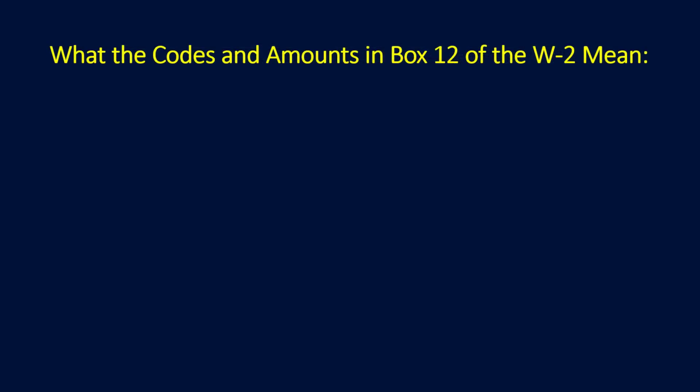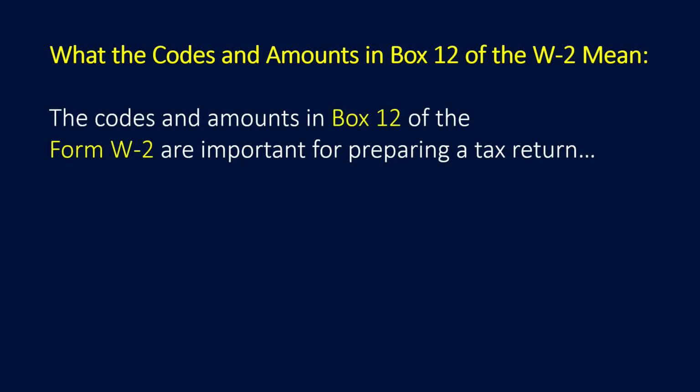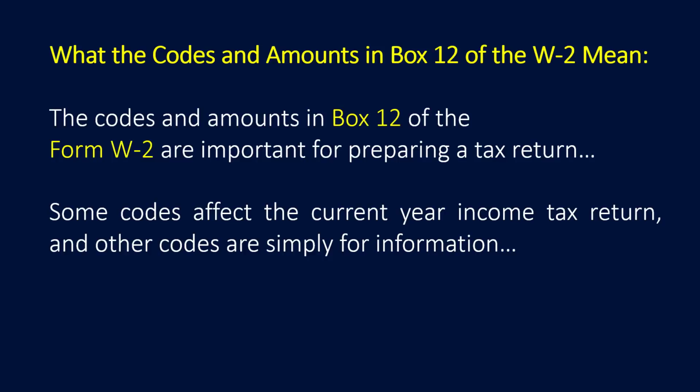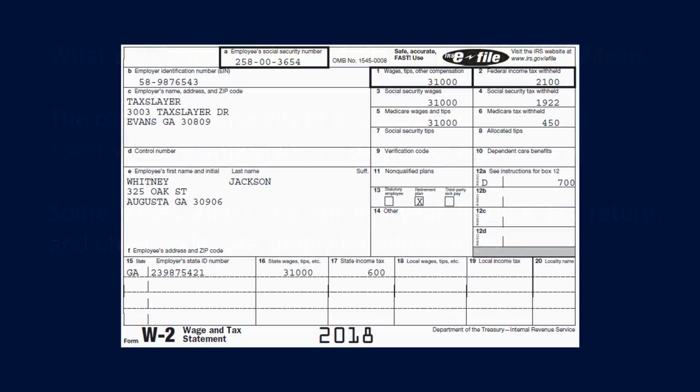Now let's take a look at the codes and the amounts in Box 12 of the W-2. What do they mean? Well, the codes and amounts in box 12 of the W-2 are important for preparing a tax return. Some codes affect the current year income tax return. Other codes are simply there for information. Here's W-2 with a code D in box 12 and an amount of $700.